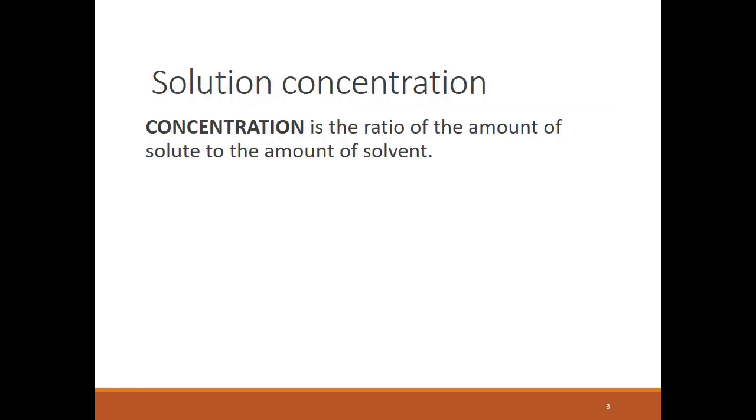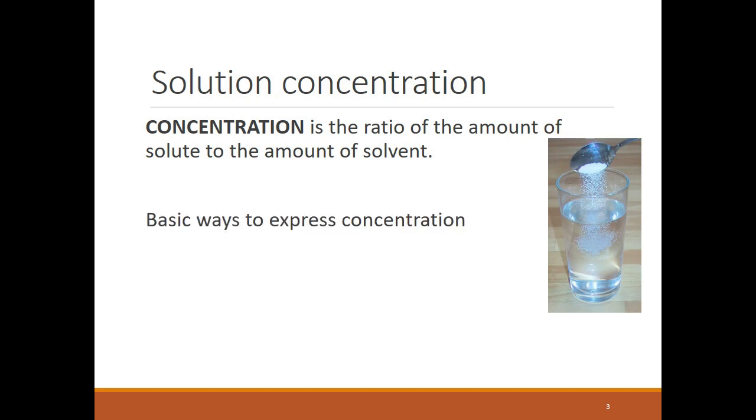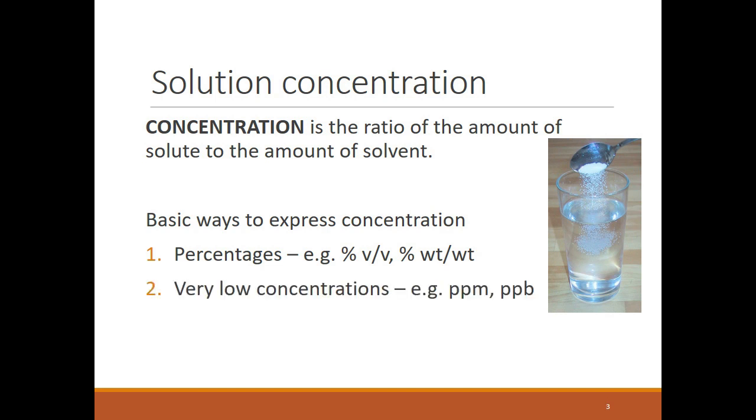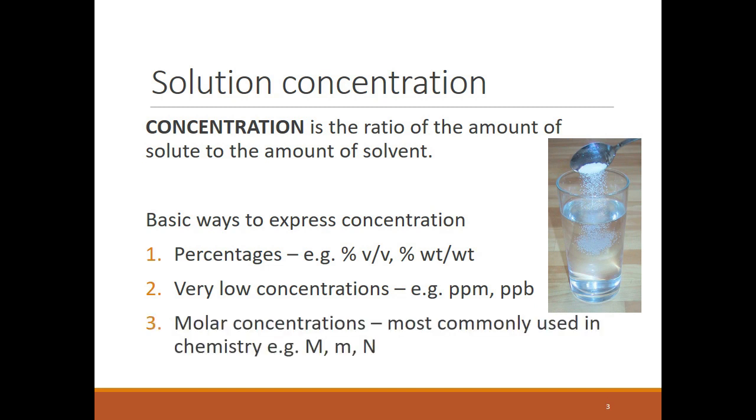In general, concentration in a solution is defined as the ratio of the amount of solute to the amount of solvent. There are different ways of expressing concentrations depending on the need and the use. First, concentrations may be expressed using percentages, so it may be percentage by volume or by mass. And number 2, if solute is at very low concentrations, for example, the amount of pollutants in a particular body of water, you can use parts per million or parts per billion. Then, most commonly used in chemistry, concentrations are presented as molar concentrations such as molarity, molality, and normality.